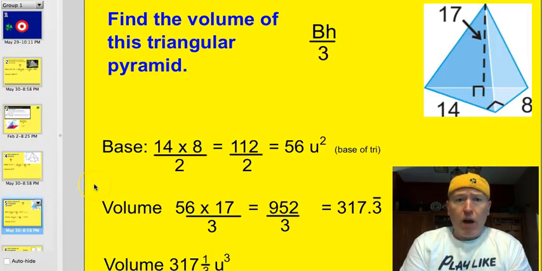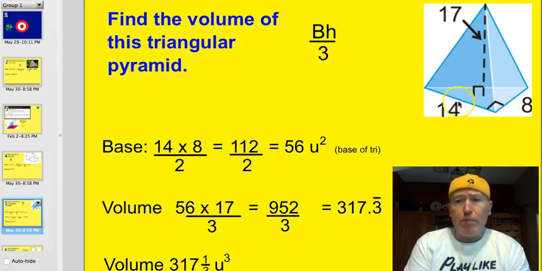Oh, it's fun. All right, find the volume of this triangular pyramid. A little more work is involved in here because we don't know what the base is, and you can't just multiply these together. You've got to either cut one of these in half or divide your product by 2. So I'm going to divide my product by 2. So here's the base of my triangle, 14 times 8 divided by 2. Simplify. That's 112 divided by 2, which is 56. So this is the base of the triangle.